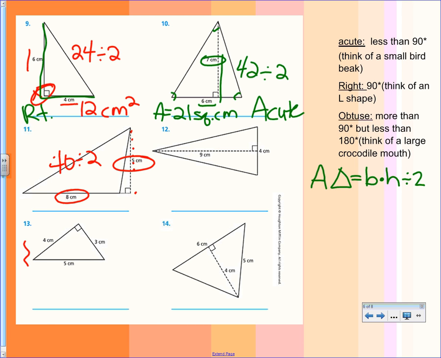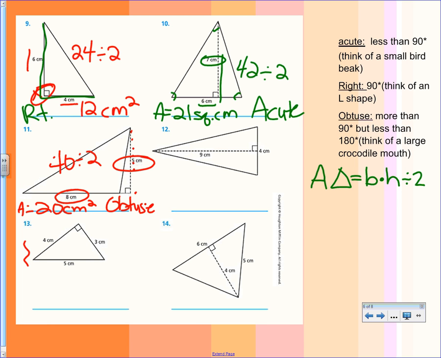40 divided by 2 is 20 centimeters squared. And then what kind of angle is this? Is it cute like a little L? Or like a baby bird? Or is it got that right L shape? Or is it obtuse and big, like a big crocodile mouth? It looks big, obtuse.